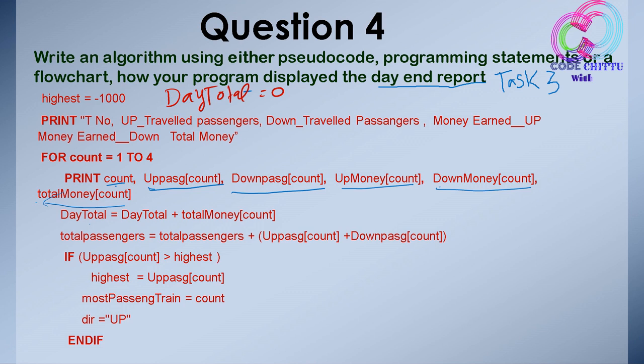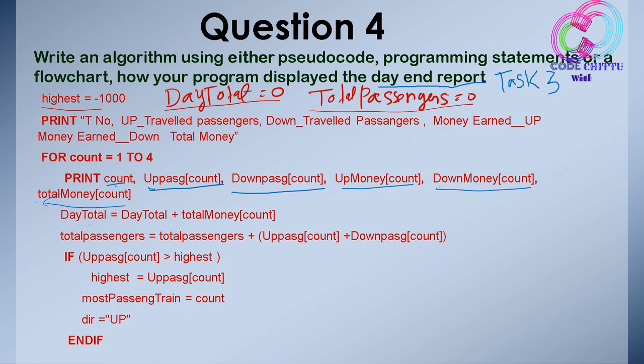So that also we have to instance. So day total and total passenger also we have to write. So this total passenger also, total passengers equal to 0. So these, in task 1 itself we are initializing these things, but when we are writing task 3 separately, we need to refer to this highest day total 0 and total passenger initialization also we have to do.